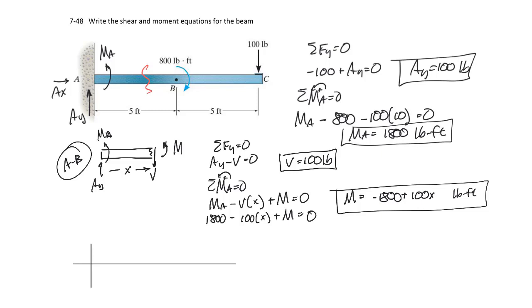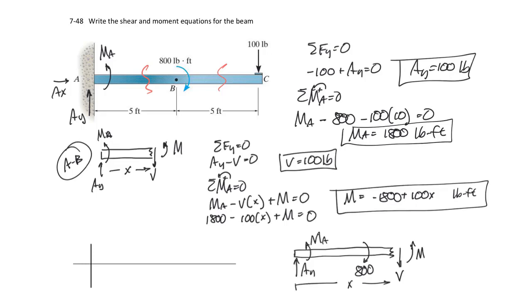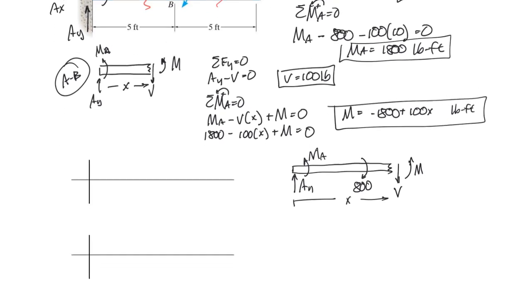Well, how about from B to C? Let's go ahead and draw a little section here. We're going to do a similar thing. I'm going to draw a little free body diagram of that section. I have an AY and a moment about A. I'm going to have an applied moment here, that applied couple, but then I'm going to have that positive shear, positive moment. This is at a distance x like that.